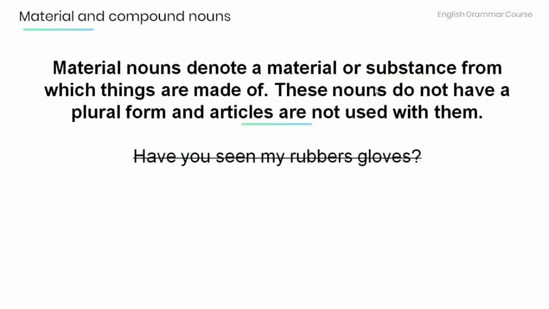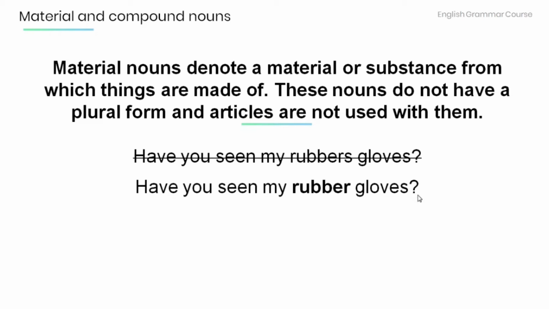Now let's review and practice a bit. Remember, the material nouns denote a material or substance from which things are made of. Now, these nouns do not have a plural form, and articles are not used with them. Provide the correct form of the following sentence. Have you seen my rubbers, gloves? Have you seen my rubber gloves?